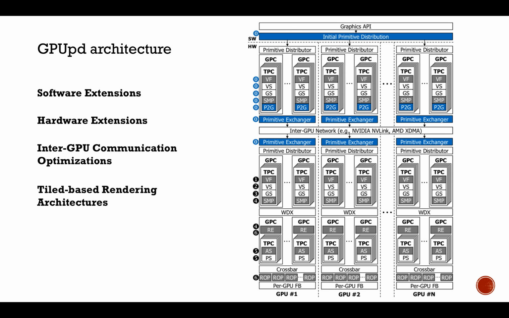After introducing the pipeline, I will introduce the architecture of GPUpd. GPUpd is a novel and scalable multi-GPU architecture that implements CPD. First, look at this figure. This is the execution flow of the graphics pipeline on GPUpd. The numbers next to the hardware components denote the corresponding graphics pipeline stage in the first figure, and stage 0 denotes CPD.